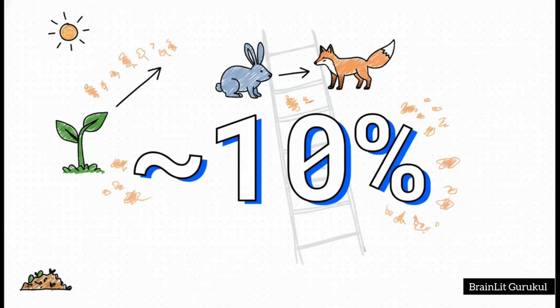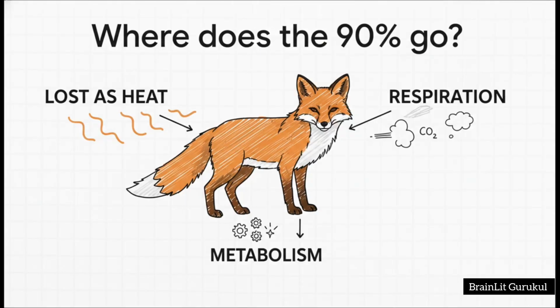And this number, this is the reason that ladder is so incredibly short. On average, only about 10% of the energy from one trophic level actually gets converted into biomass at the next level up. Just 10%. That is a wildly inefficient transfer. So if only 10% makes it, where in the world does the other 90% go? Does it just vanish? Nope.